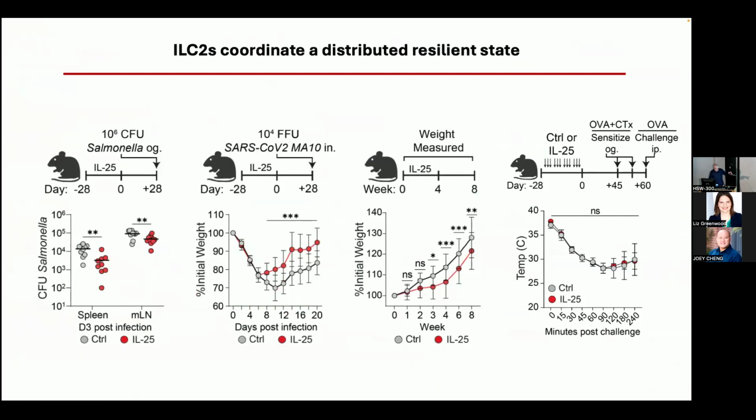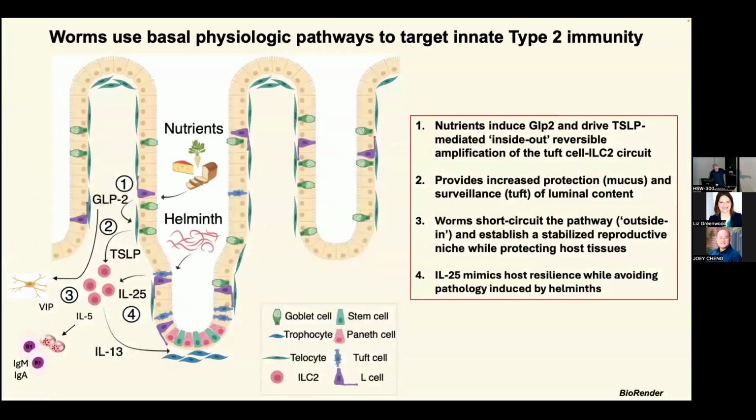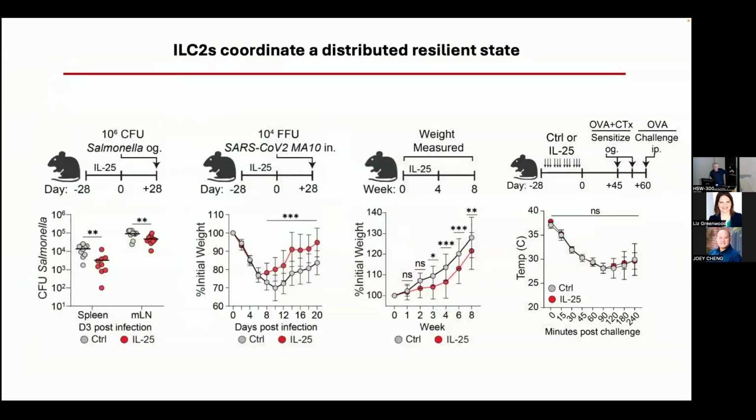These animals are more resistant to salmonella. They're more resistant in experiments of Mike Diamond and Steve at WashU St. Louis. They're more resistant to SARS-CoV-2. And at the right doses, these animals are protected from death. They have good metabolic changes.